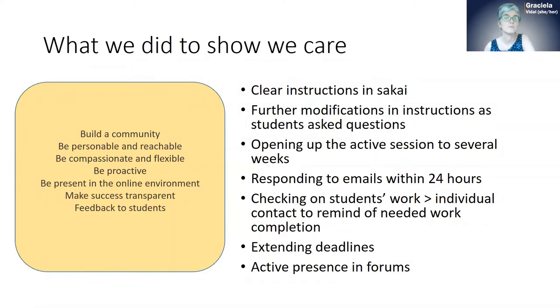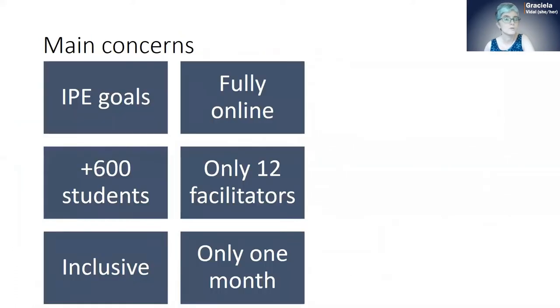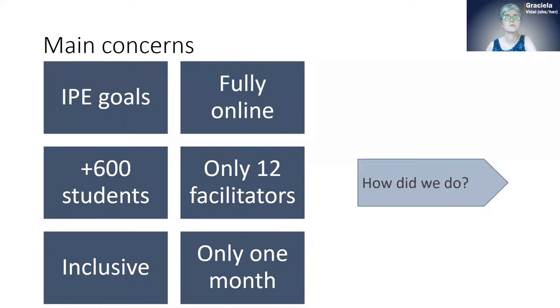So as we were trying to be inclusive and concerned about showing care, we also had these main concerns: achieving IPE goals, being fully online, which we hadn't done before, having so many students and very few facilitators, and, like I said, trying to be inclusive. We only had 1 month to prepare. So how did we do? I'm going to let Tobie take it over now.